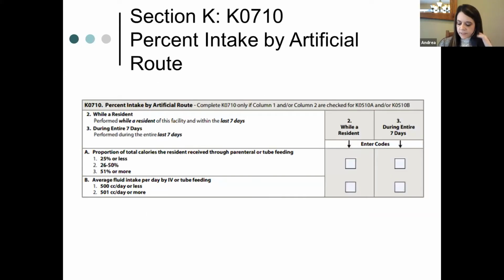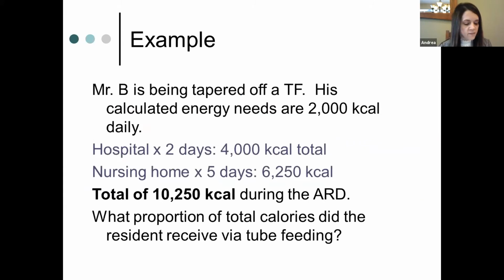The very bottom section there is percent intake by artificial route. Only complete this section if the parenteral IV tube columns are checked above. So you would address while they're a resident at the facility and during the entire 7 days. So we'll look at an example of that.